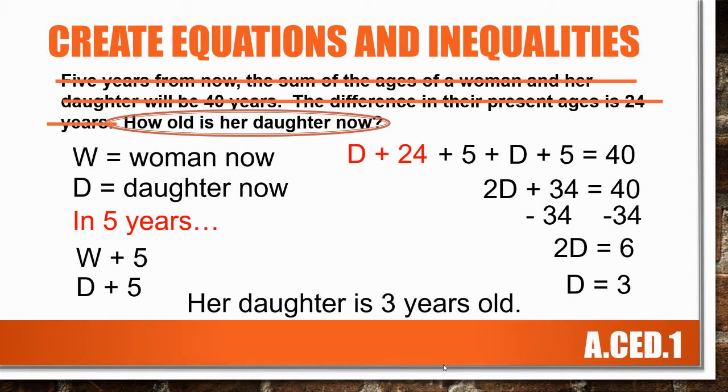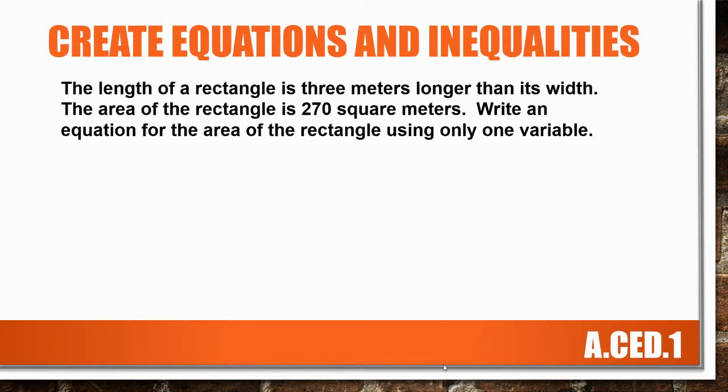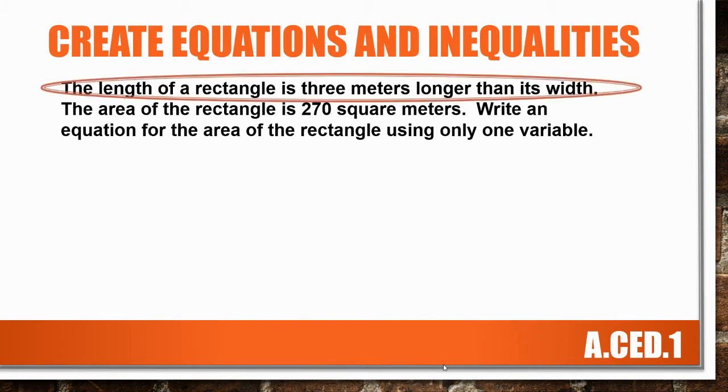Ready for another one? Next one's a little tougher, but we're only going to write an equation for it. The length of a rectangle is 3 meters longer than its width. The area of the rectangle is 270 square meters. Write an equation for the area of the rectangle using only one variable. Here you go. So we're going to draw a rectangle. That's probably the best thing we should do. And we're going to put a W there. Guess what that stands for? Yes, width.